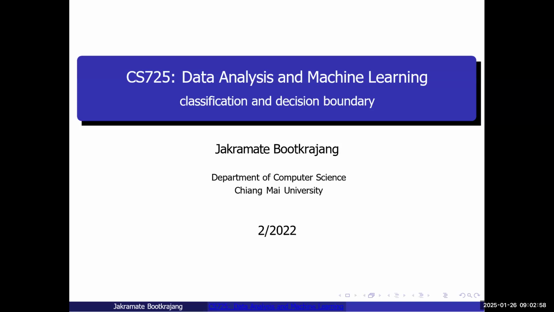Okay, hello. Welcome back. The topic for today, you will learn more about classification and also decision boundary. So we actually learn a little bit about classification when we study decision tree. Basically, you have your data and you want to make a decision about what the data is. So that is the basic idea of classification.